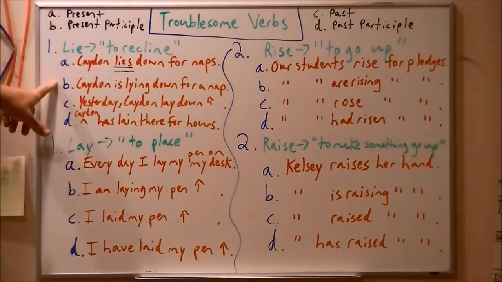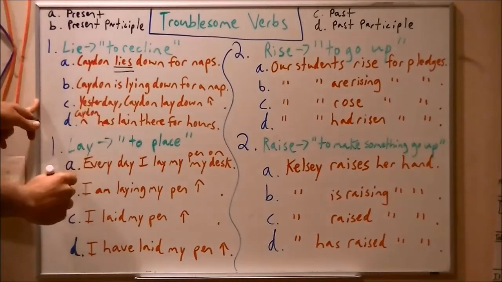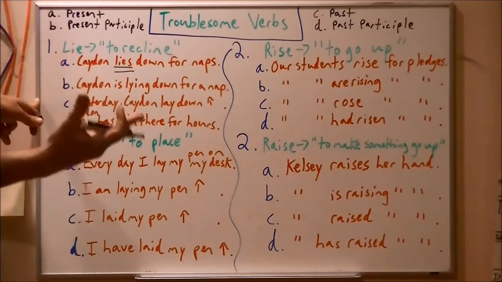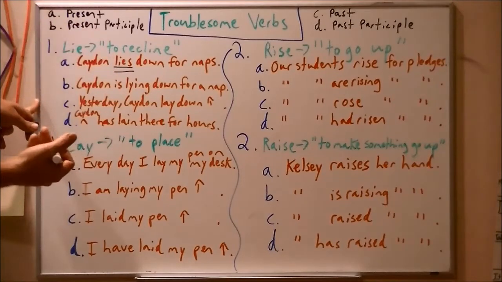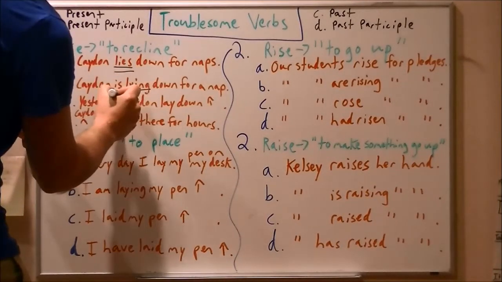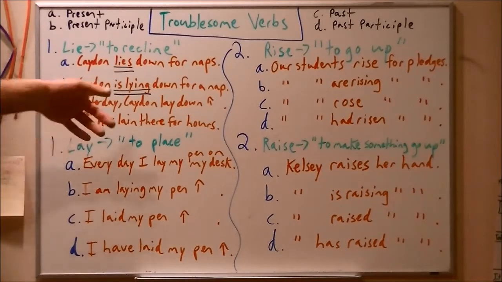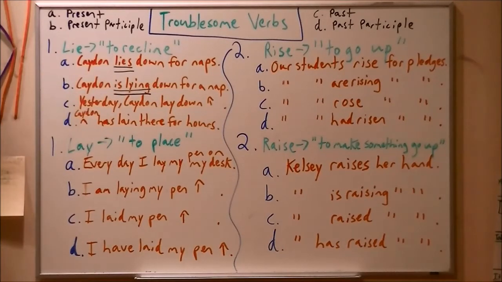Caden lies down. For our present participle, we add ing, if it's present, but we add a helping verb to that. Is lying. And so we change the I to a Y. We discussed that some yesterday. Add ing, and we have a present helping verb, is, with that one.